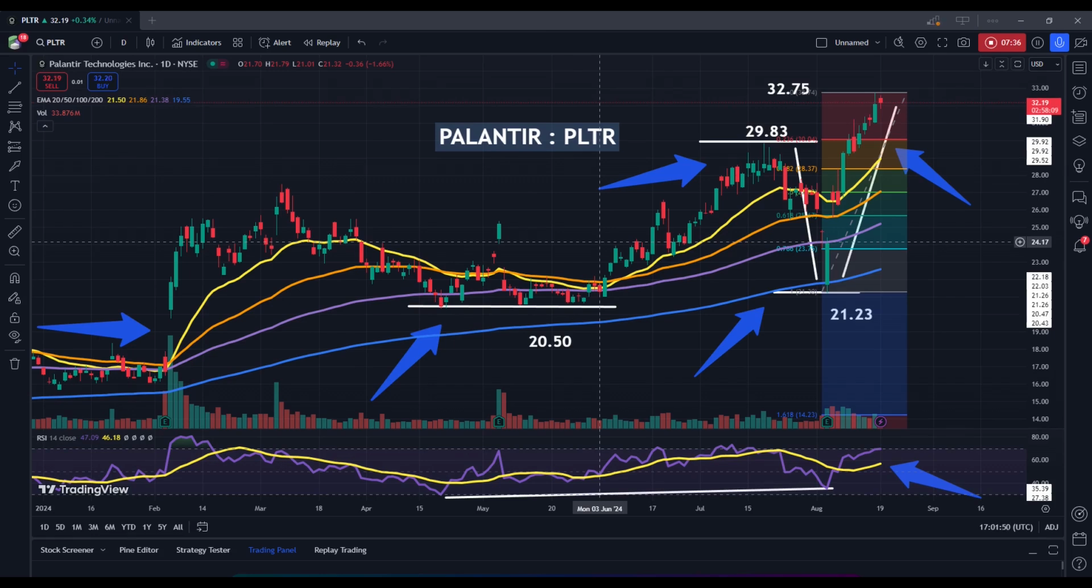Here's the current market analysis for Palantir Technologies Incorporated, stock ticker PLTR.